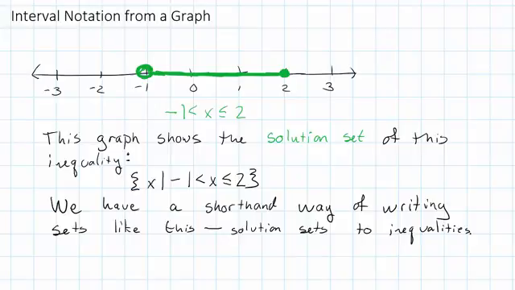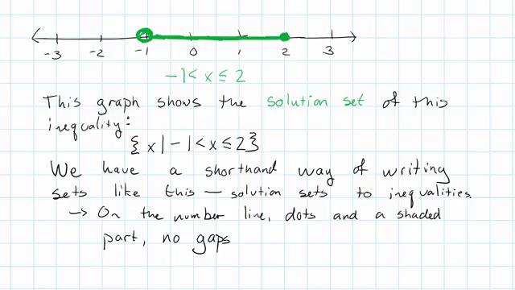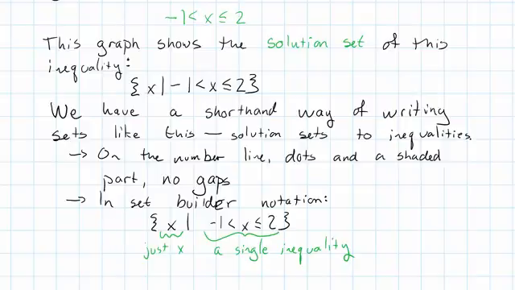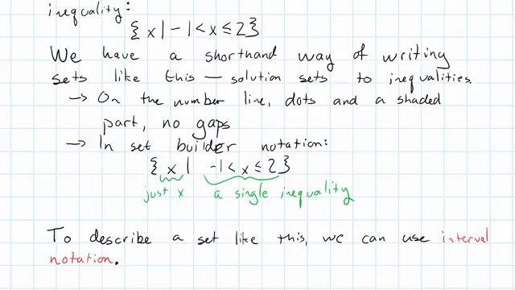So what do these look like? On the number line, they're dots and filled in parts with no gaps. In set builder notation, we have just x for our expression and an inequality for the rule. And when we're trying to describe a set like this, we can use what's called interval notation. Okay, what is this interval notation thing?